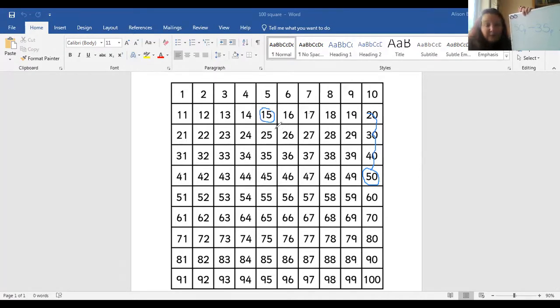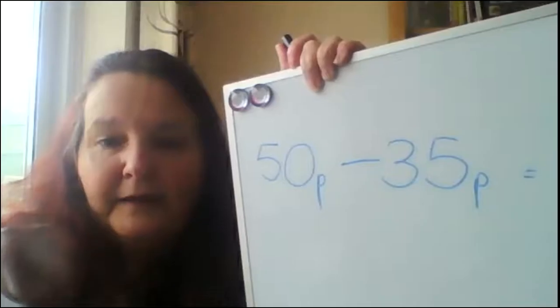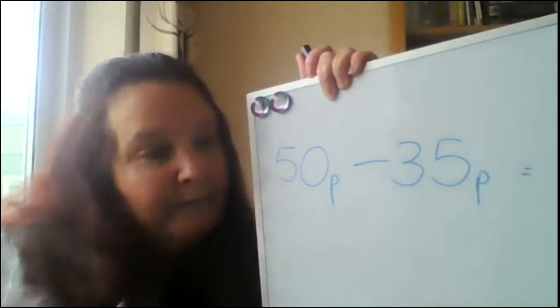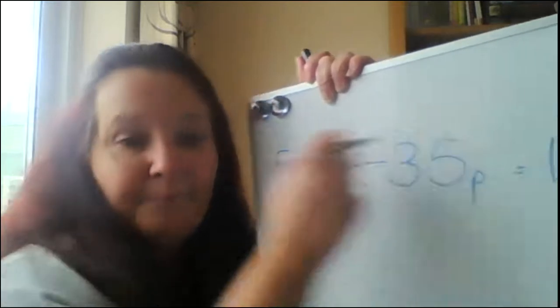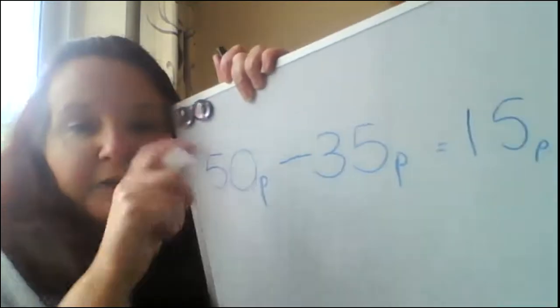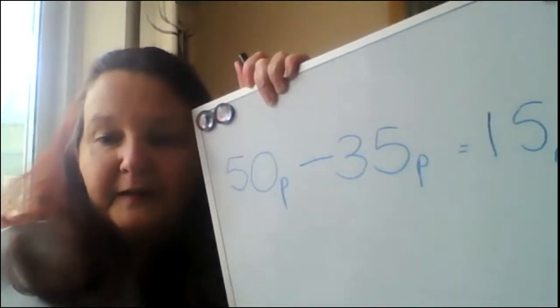You can work that out with coins as well. If you've got lots of coins, sort out 50p from different coins, ask mum or dad or your teacher to help you, and see if you can take away 35. See how much you've got left. Okay, have a try of that. All right. So the answer for this question is 15p. All right, you see that there? Just popped it at the side.